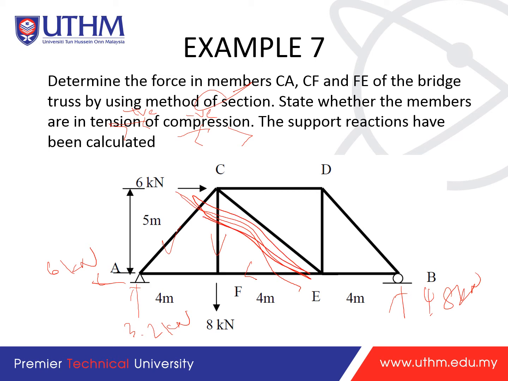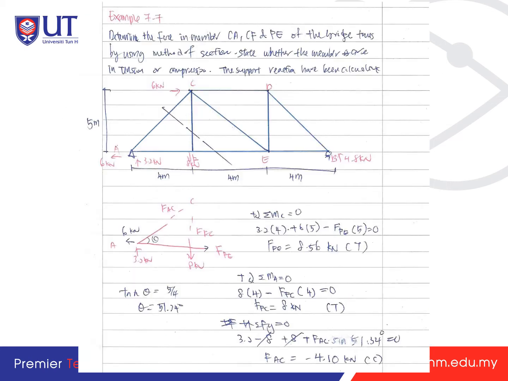Okay, so you will see then which part you want to choose. As we said, we need to choose the part that has the fewest forces, so it is easier for us to calculate. After you cut it here, you draw it again from this one, and you will get this is point A, this is point C, and this is point F, and then this is towards E.